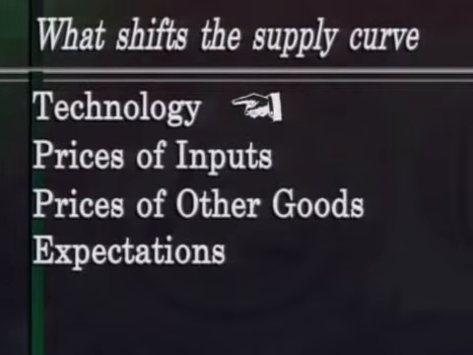When we talked about demand, we noticed that there were other determinants that shifted the curve. This holds true for supply as well. The big shifters of the supply curve include technology, prices of inputs, prices of other goods, and expectations. When technology advances, that leads to a shift in the supply curve. And when factor input prices change, that shifts the curve as well.